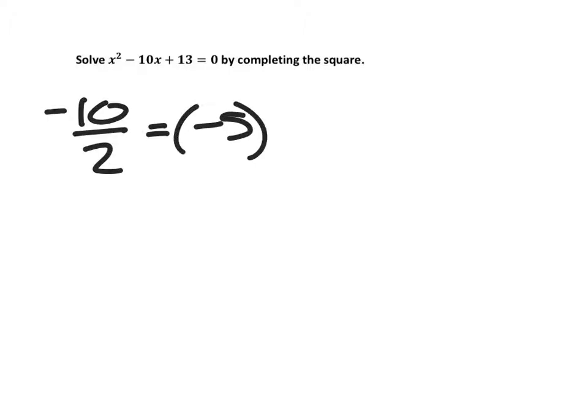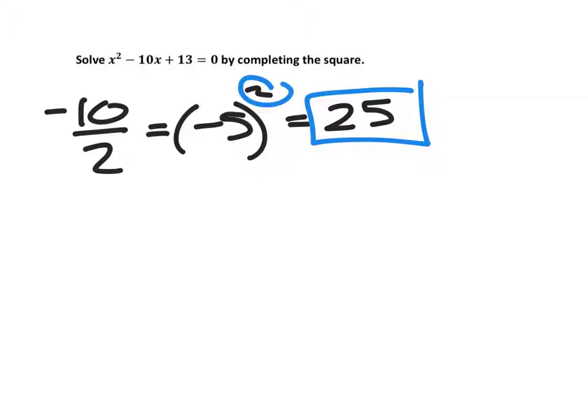So let's solve this by completing the square. Now again, I want to remind you, I would normally use the quadratic formula. This is kind of like a last resort, or they're forcing me to do it. The quadratic formula is much simpler. So I'm going to take my b term, which is negative 10, cut it in half, our directions just said. I get negative 5, wrap that baby up, square it, and I will get 25. You will always get a positive number when you square something.